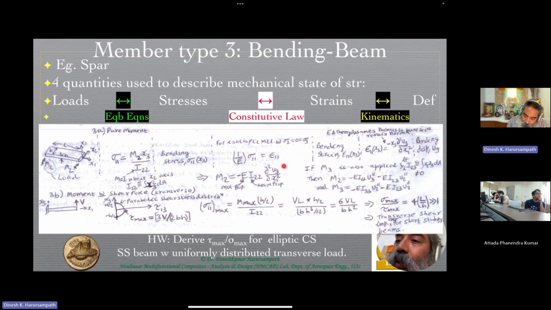And finally, we end up with this expression for the input, the moment, and how it is related to the output, which is u3, the transverse displacement. So M2 is related to u3, and similarly you can derive in the other direction, M3 is related to u2. In other words, there is a lift distribution which causes an M2, which in turn causes a U3.